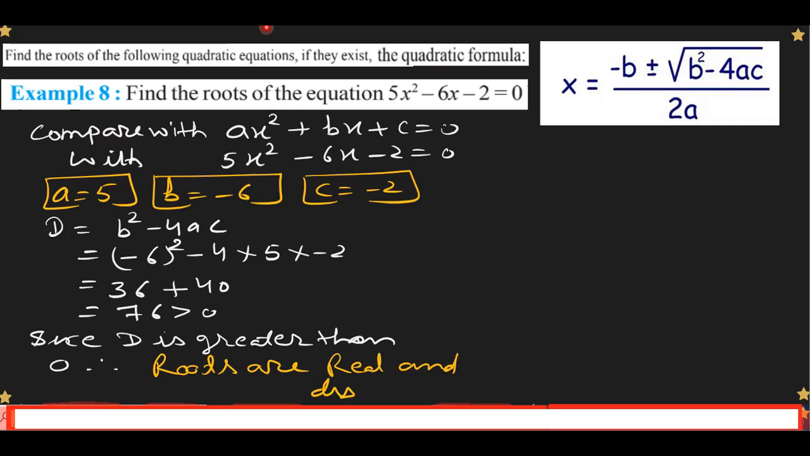रियल एंड डिस्टिंक्ट. डिस्टिंक्ट मींस डिफरेंट. ये पता करने के बाद इसको हम कहते हैं नेचर ऑफ रूट्स. कैसे नेचर ऑफ रूट्स है? रूट्स विल बी रियल एंड डिस्टिंक्ट. नाउ we have to solve it.